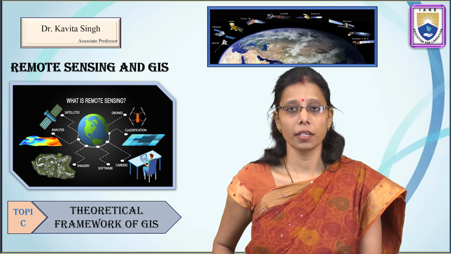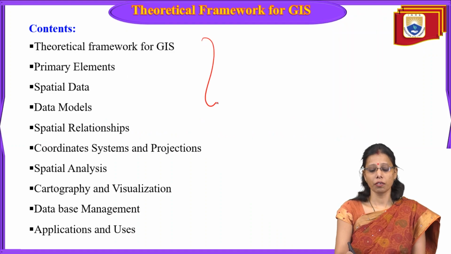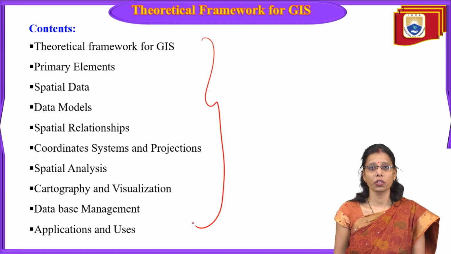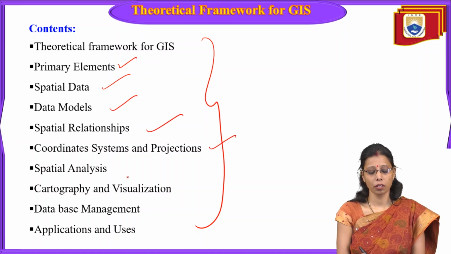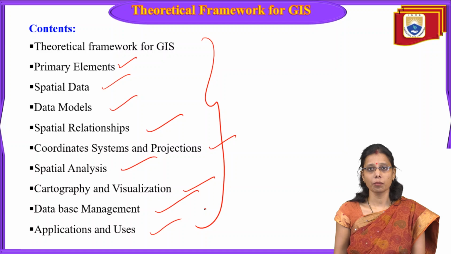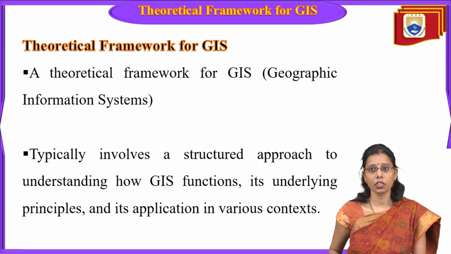So let us start with the contents. In our content we have the theoretical framework for GIS, primary elements. The primary elements are spatial data, data models, spatial relationship, coordinate systems and projections, spatial analysis, cartography and visualization, database management, application and uses. So these all come under the elements of the theoretical framework for GIS. So let us start with this theoretical framework for GIS. What does it mean and how does it work?